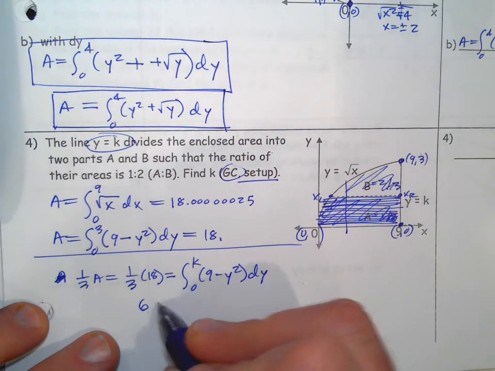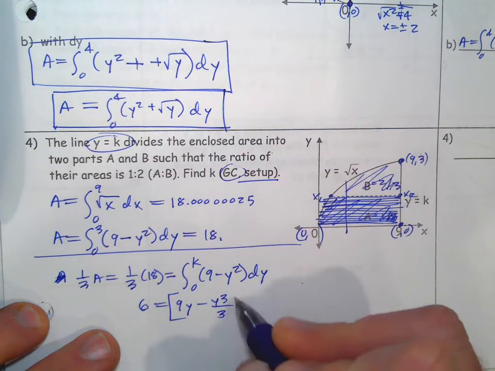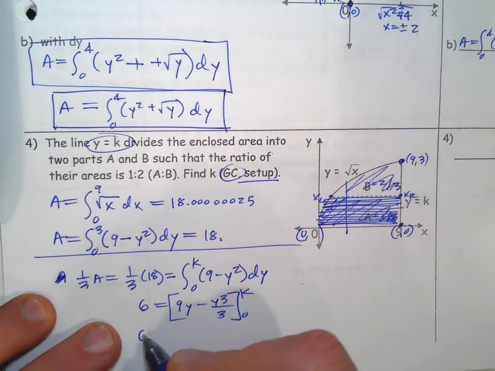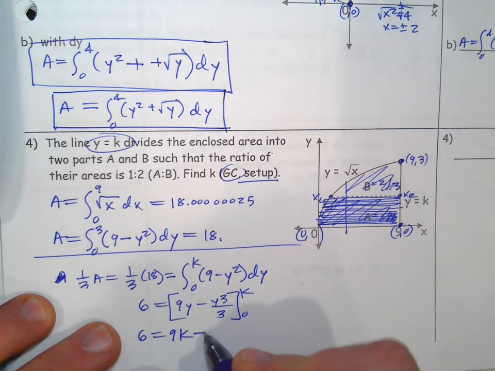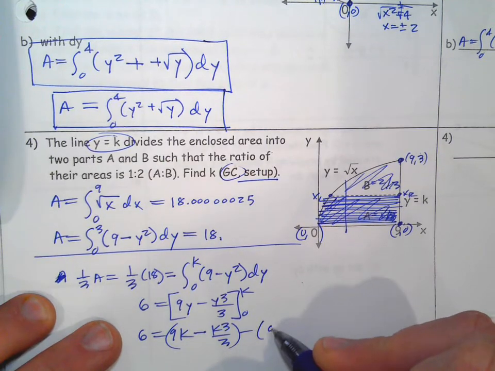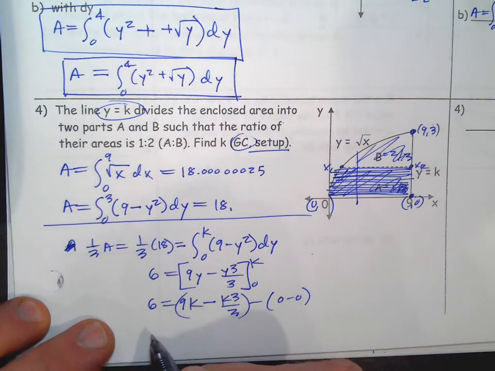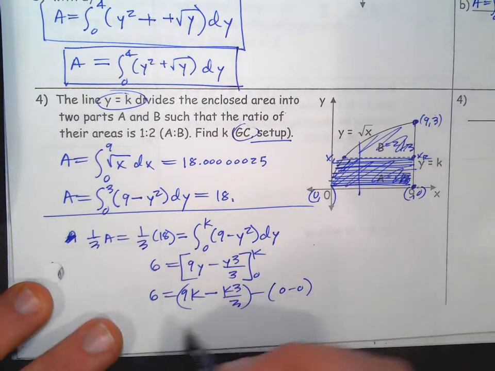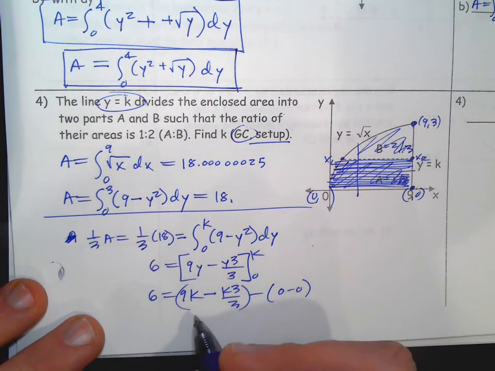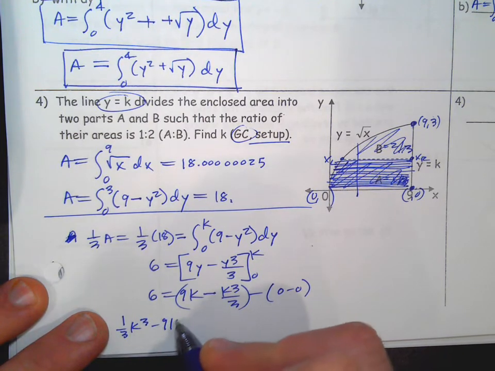So this is going to be 6 equals 9y minus y cubed over 3. This is probably the one integral you actually have to integrate, like find the antiderivative, because you get to use your calculator for everything. Plug k in, plug 0 in. Now we got to solve this equation. Maybe you could do it by hand, but even if you could, unless it was super easy, I think I'm going to use my calculator. So I'm going to move everything to one side, either side.